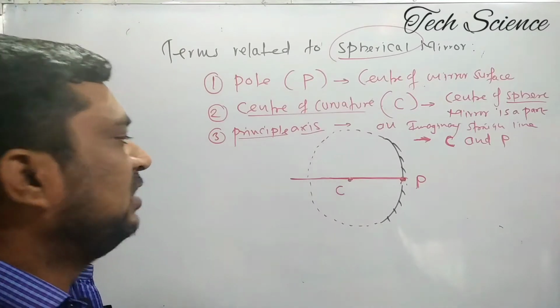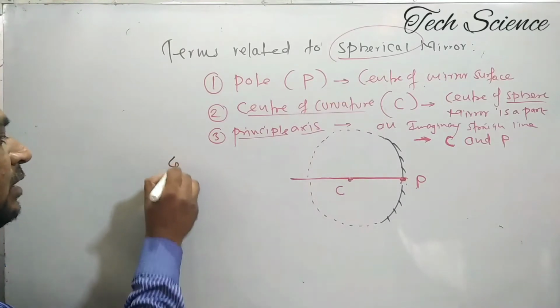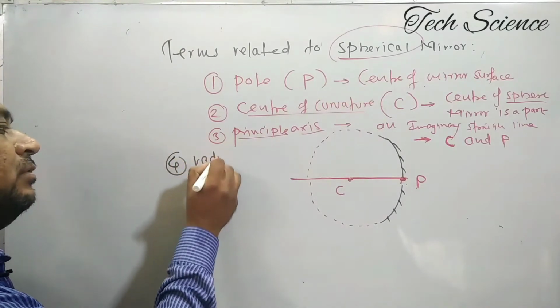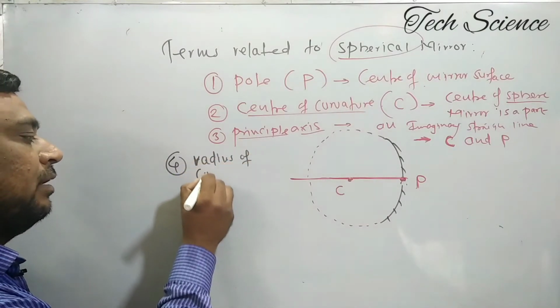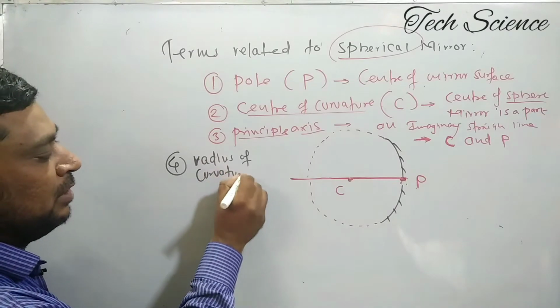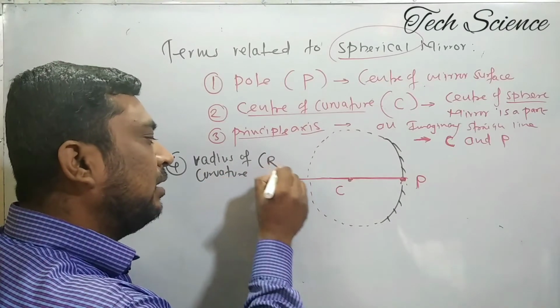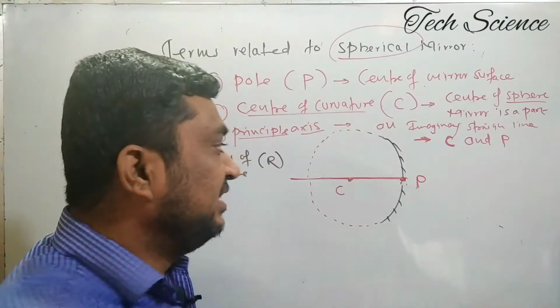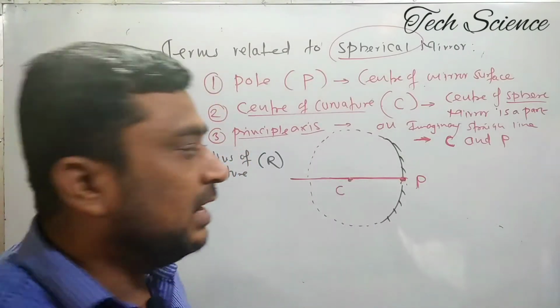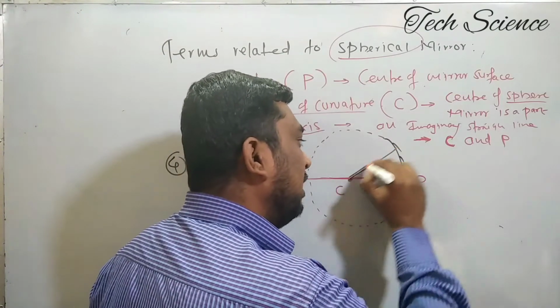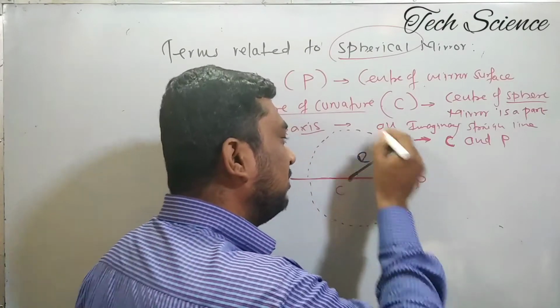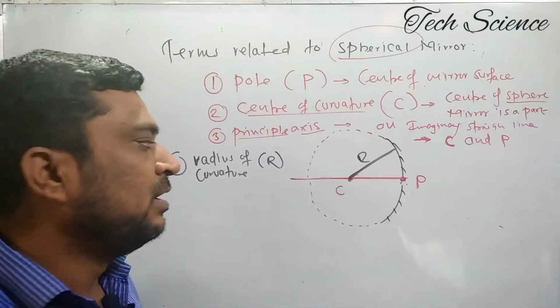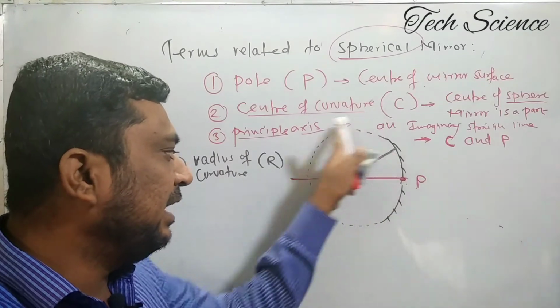Now the fourth term is called the radius of curvature, and the radius of curvature is denoted with the help of the capital letter R. This is the sphere. You can consider any line, for example, this line, and this is called R. What is this? This is nothing but the radius of the sphere. Of course, same definition, just like the radius of the sphere.